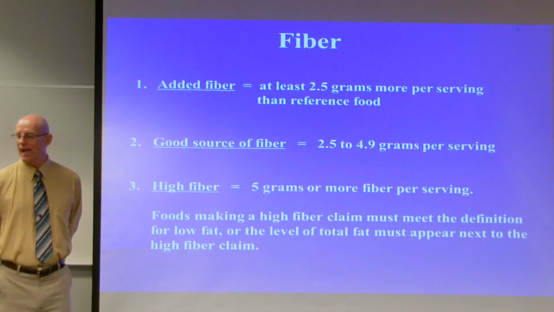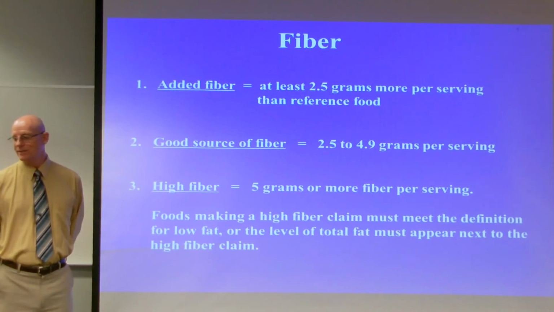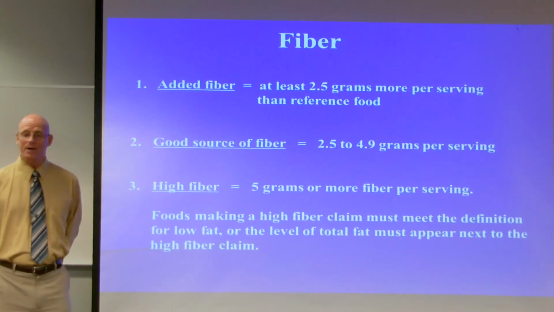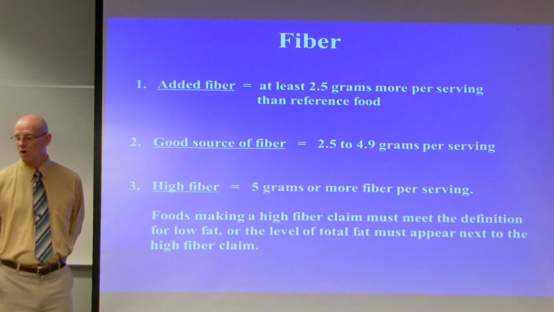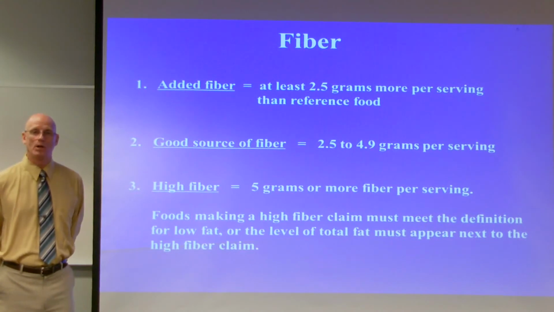Fiber. Added fiber is at least 2.5 grams more per serving than the reference food. A good source of fiber is in between 2.5 to 4.9 grams per serving. And high fiber is 5 grams or more of fiber per serving. Foods making a high fiber claim must meet the definition for low fat, or the level of total fat must appear next to the high fiber claim.